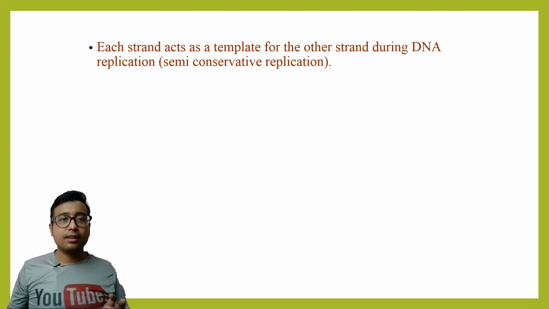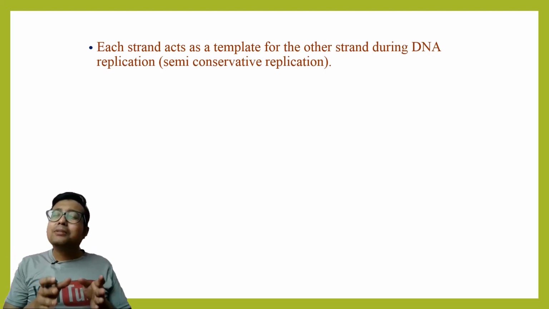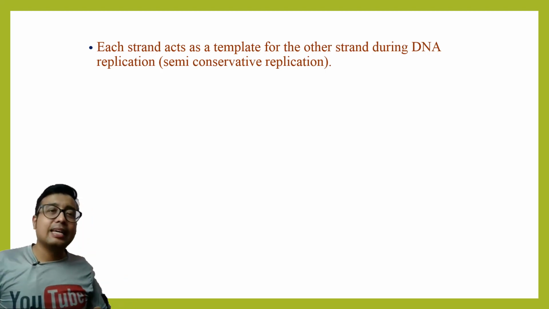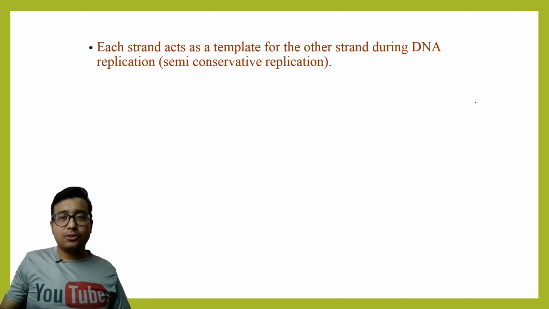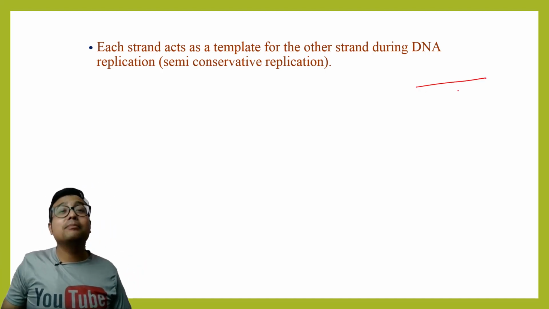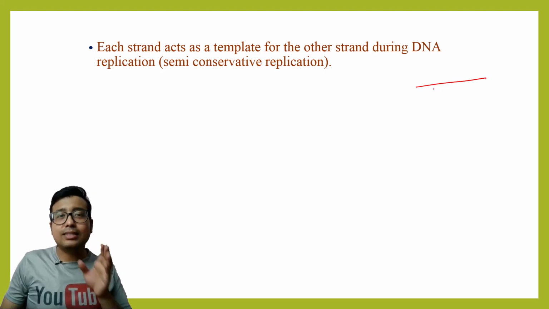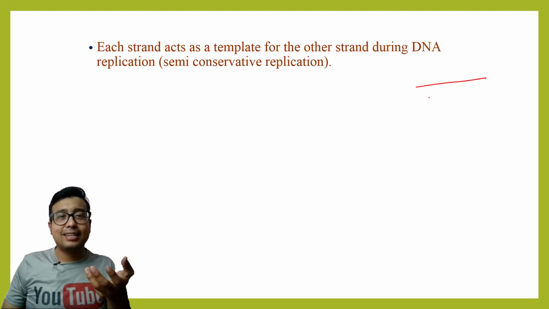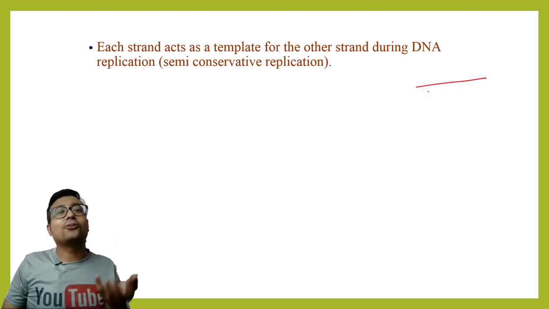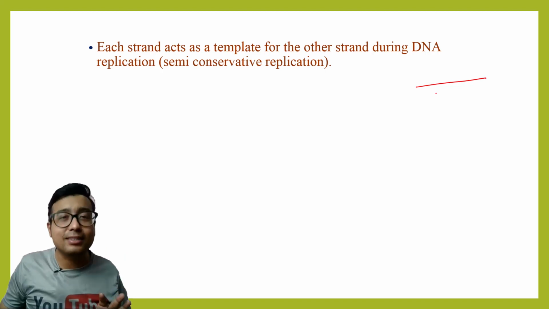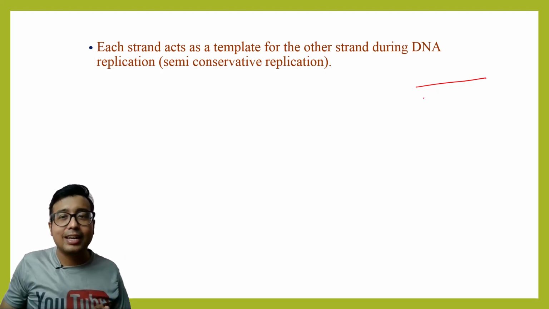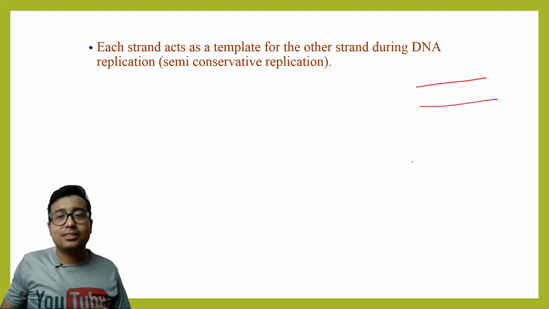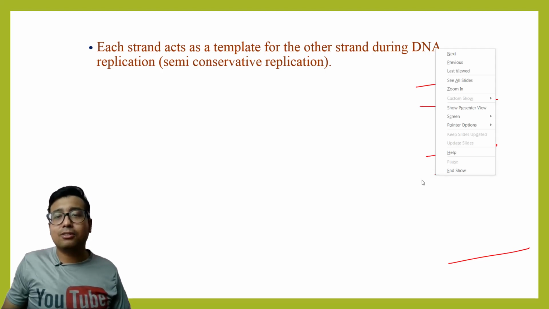Now, going to the basics of replication. Each strand acts as a template, as you know already, but I'll be discussing this in great detail. One strand acts as a parent strand from which a daughter strand will be synthesized. This is the semi-conservative model of replication. If these two are parent strands, they will be separated, which is known as melting, and from each a daughter strand will be synthesized.